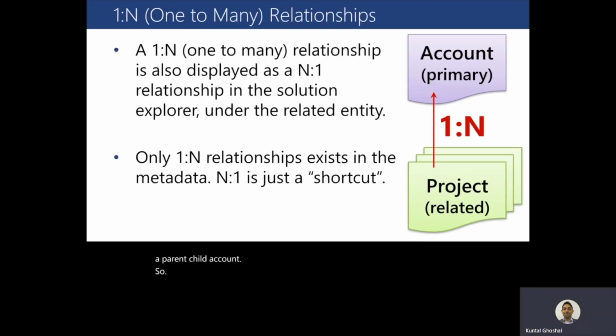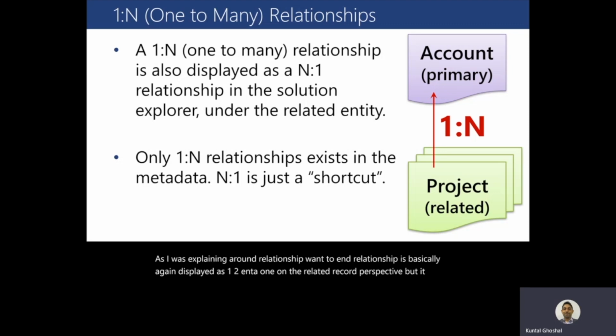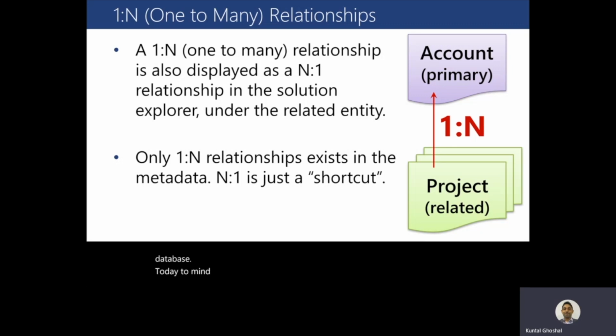So as I was explaining around the relationship, a one-to-n relationship is basically displayed as one from the related record perspective, but it doesn't really exist in the metadata. When you create a particular relationship, it also creates particular metadata in the database which actually represents that relationship. For example, when you create account to contact as a relationship, there is also a particular metadata that gets created in the database to determine that parent to child relationship.